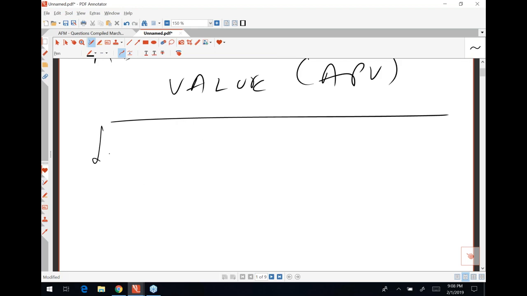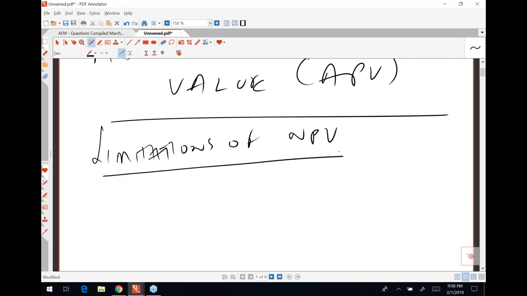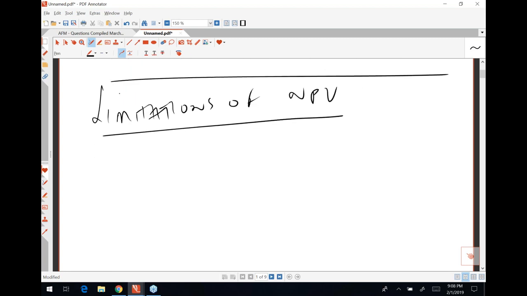There are various limitations of the NPV technique. Basically, the biggest limitation of the NPV technique is the use of weighted average cost of capital. Now, what are those limitations with respect to the use of weighted average cost of capital?